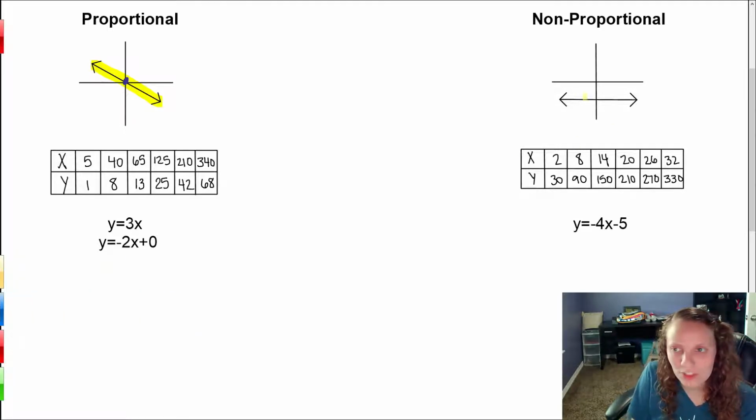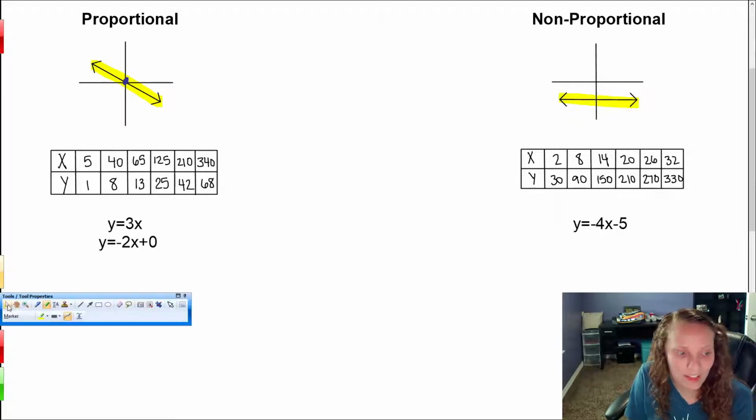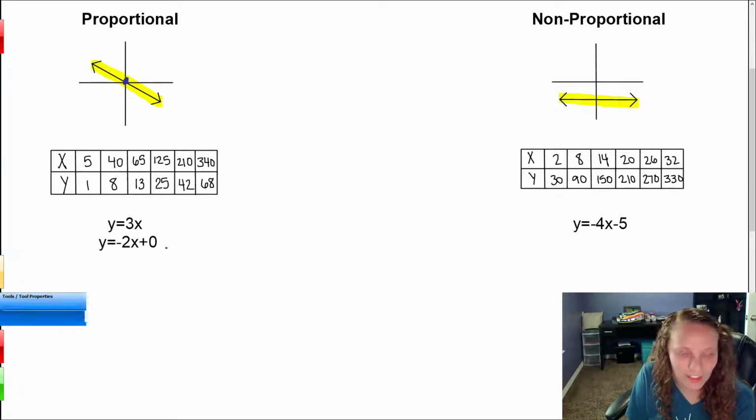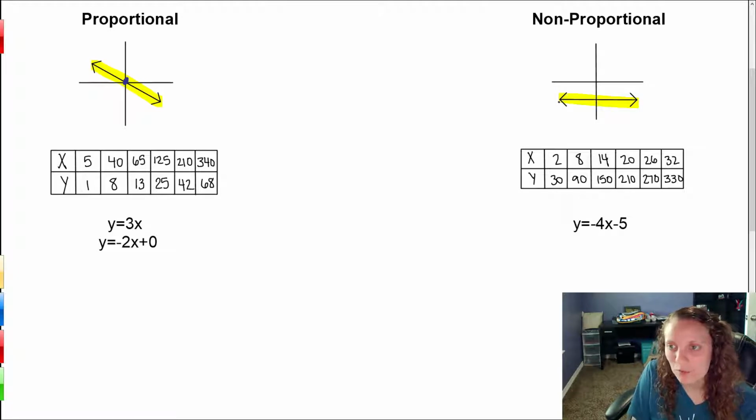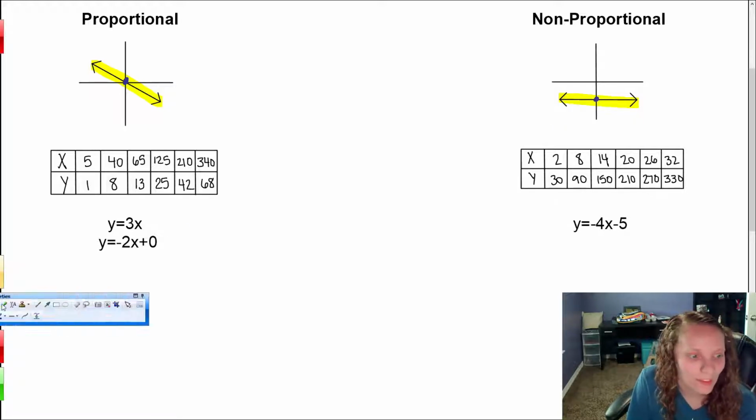The graph to the right is not proportional. Even though it does make a straight line, it is linear. In fact, this slope would be 0 because it's horizontal. However, the y-intercept is not at the origin. It's crossing below the origin, which would be a negative y-intercept.